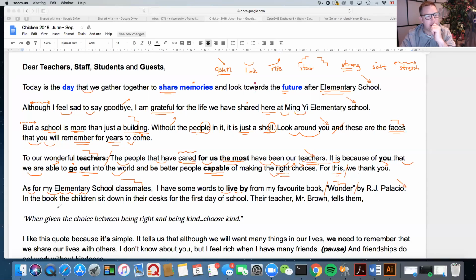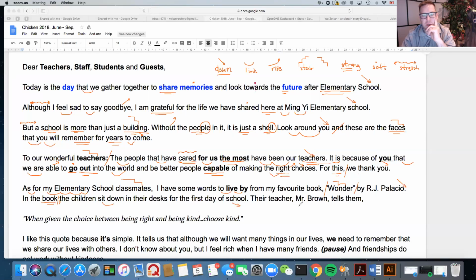Okay. In the book, pause. There should be a comma here, actually. In the book, the children sit down in their desks for the first day of school. Good.